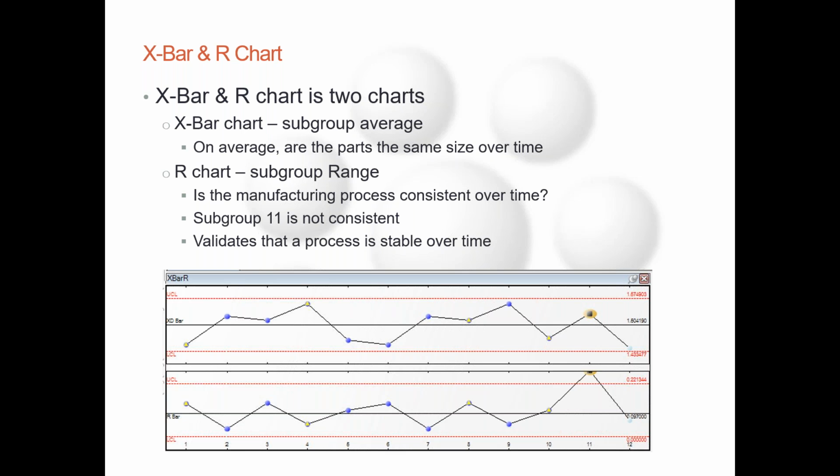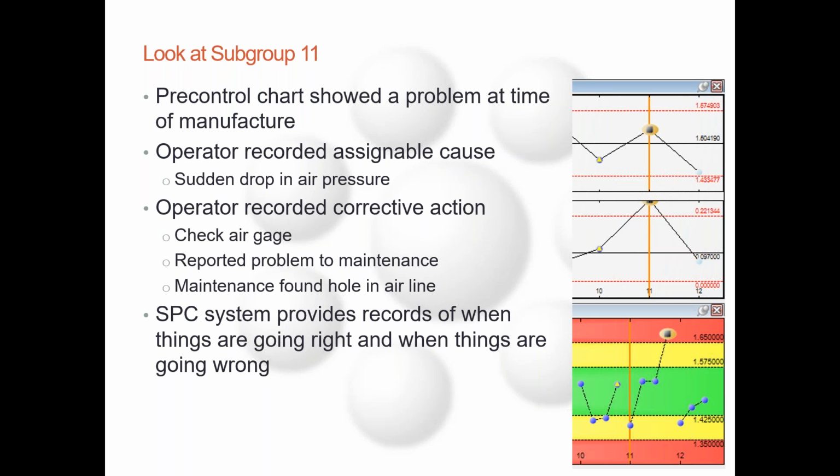And you'll notice here at the 11th subgroup, we obviously had something happen, which we'll talk about a little bit later. But this is needed to validate that the process is stable. This is what the R chart is showing you, stability. And that's important in using it for statistical projections. So getting to subgroup 11.